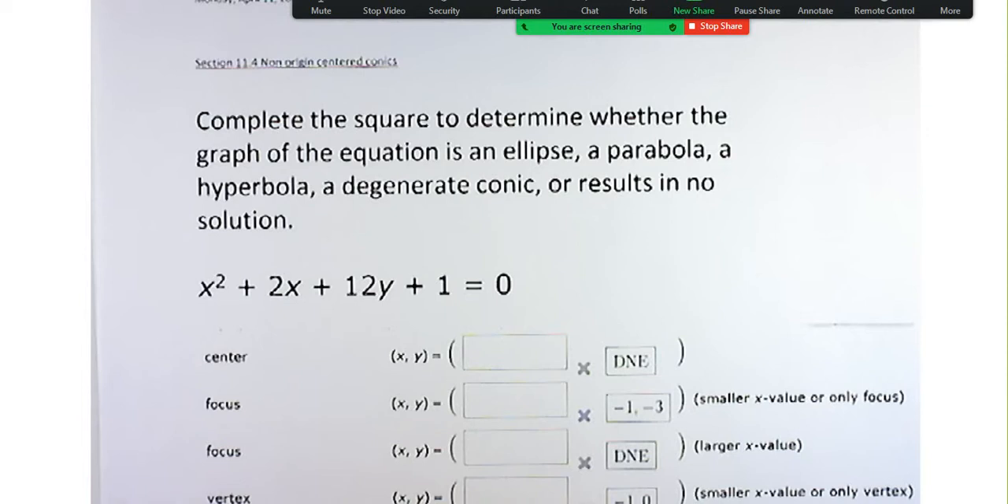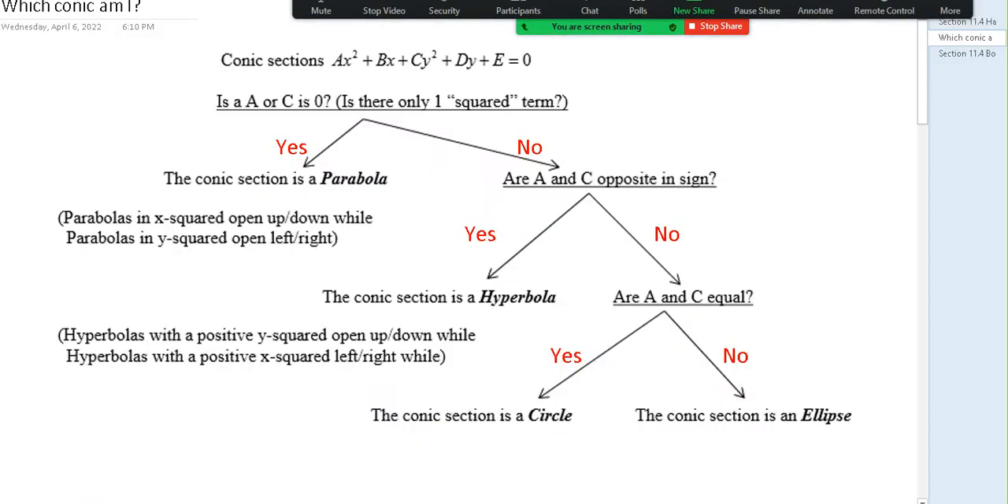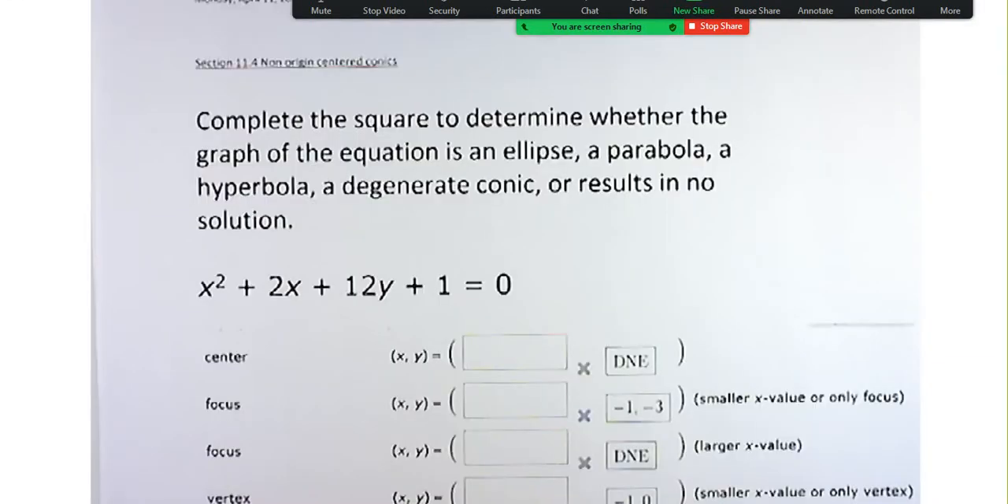What would you guess? What would be your guess before you click that link on Desmos? Parabola. Should be a parabola. Now one of the handouts that I've given you is this one. Which conic am I? If there's only one squared term right here, then it's probably going to be a parabola, all right? In this class, it will be a parabola. So it is going to be a parabola.